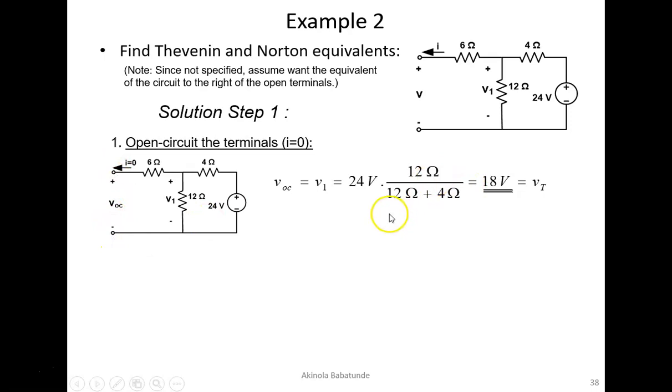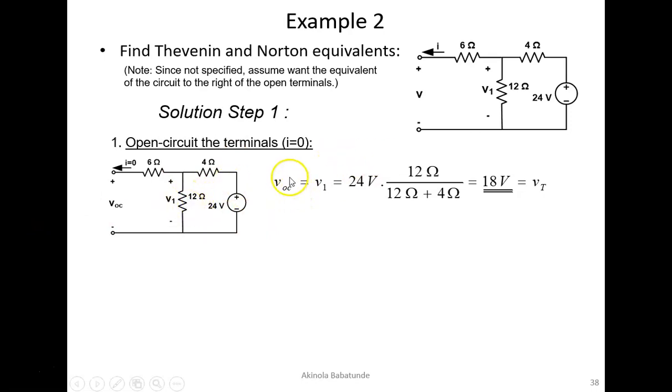So that simply means we are rendering these 6 ohms redundant because no current will pass through here. The current coming here will be 0, so the voltage across these 6 ohms will be equal to 0. If that happens, it simply means that 4 and 12 are now in series. If 4 and 12 are now in series, we can then go ahead and find the voltage V1 that is seen by this resistance 12 ohms.